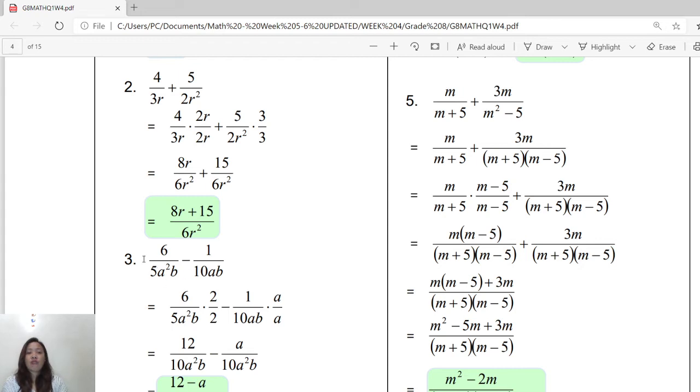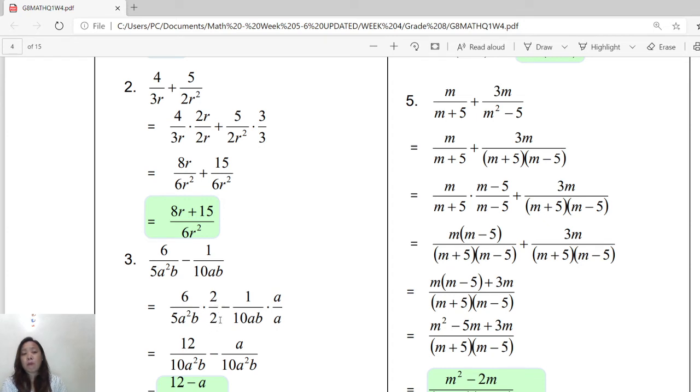Number 3, we have 6 over 5a squared b minus 1 over 10ab squared. The least common denominator of this is 10a squared b, from the example earlier. So we need to make it 10a squared b. Since you already have a squared and b, you only need to make the 5 into 10. What number are you going to multiply to make it 10? We need to multiply by 2.